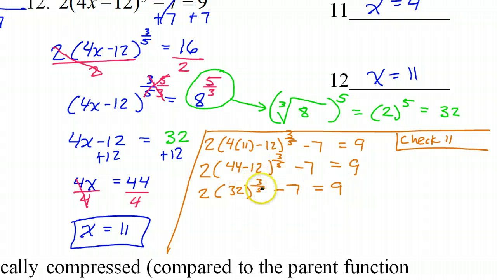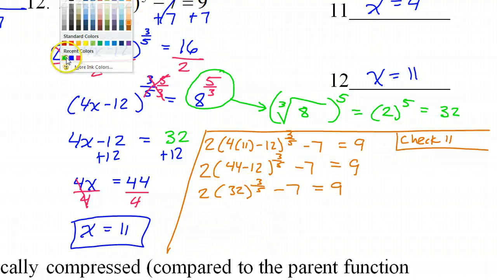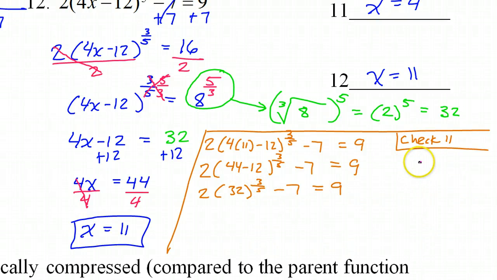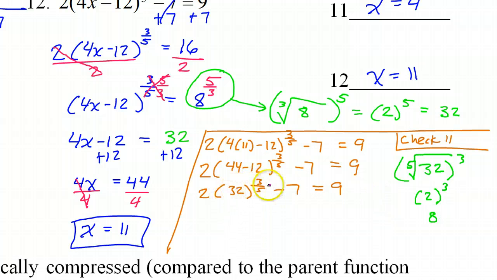Now 32 to the 3/5 power is what we'd have to do next. I will just do that off to the side again though. 32 to the 3/5 power means, alright, I've got my 32. The 5 in the denominator means a fifth root. Okay, the 3 in the numerator means cube that. Now the fifth root of 32 is 2, and 2 to the third power is 8. So that means this right here has a value of 8.